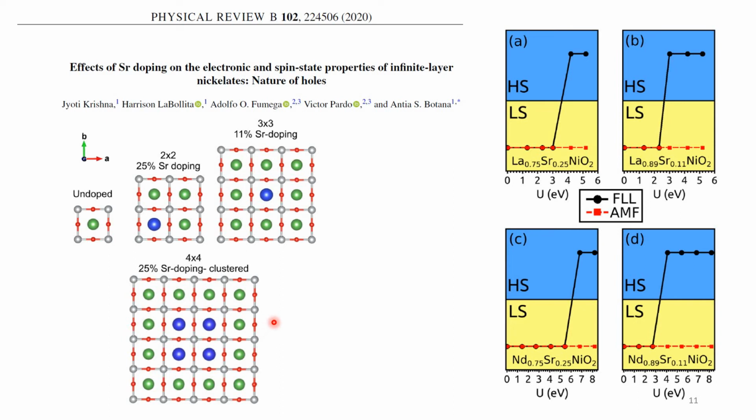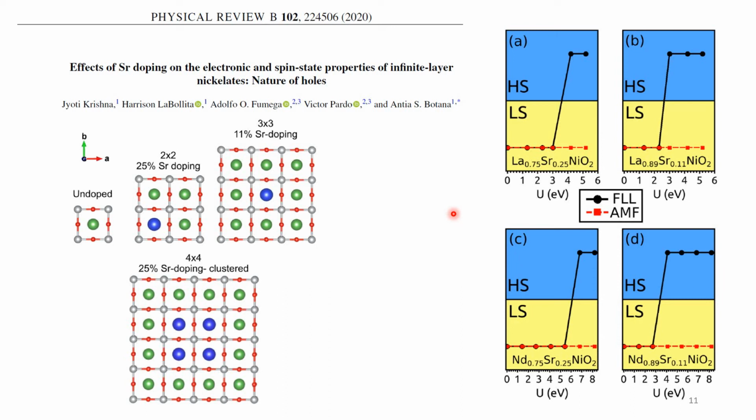I will discuss a bit later this 4x4 type of supercell. And for these different strontium doping levels, we calculated the total energy differences between the high spin and low spin configurations. What we saw is that using this flavor of the LDA plus U method, the AMF, always the system prefers to be low spin for either lanthanum or neodymium nickel O2, and only at large U values, and for this particular flavor of the LDA plus U, the so-called fully localized limit, the system prefers to be in a high spin state.